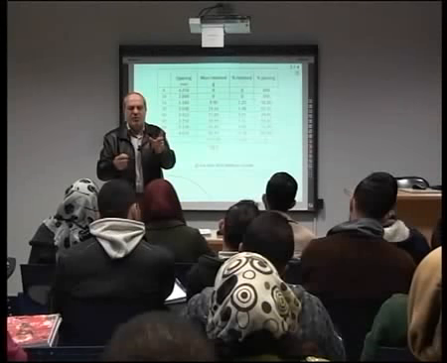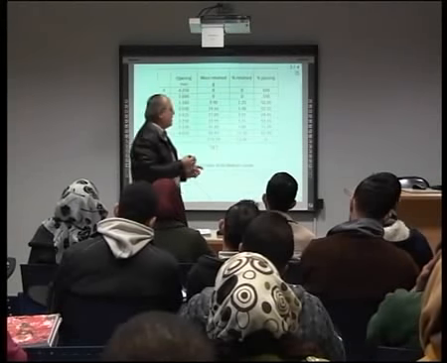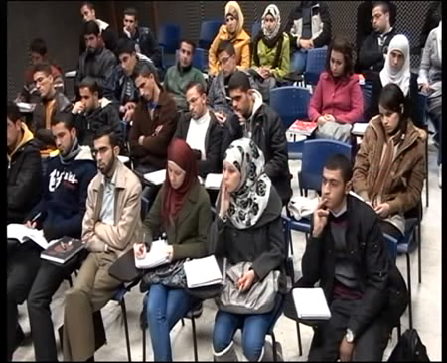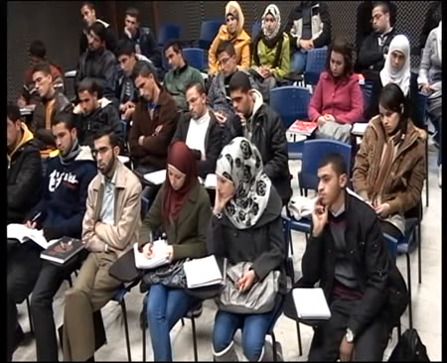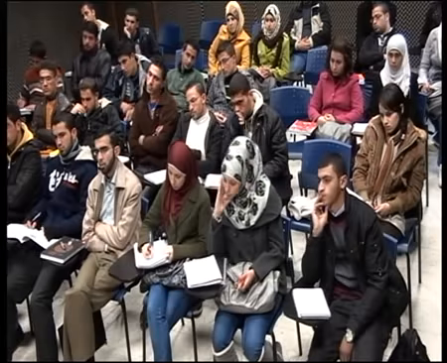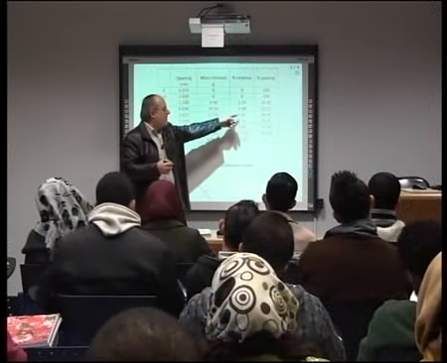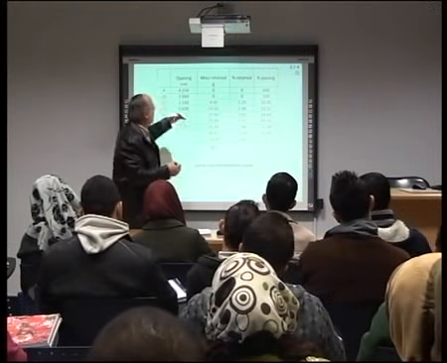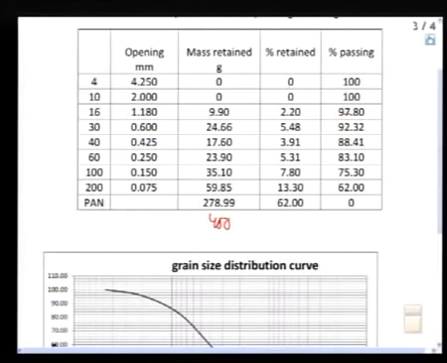Remember this. You may make some mistakes here. It's cumulative. Otherwise, this will be zigzag. That's why, you see, it goes from 100 down to 0. It's cumulative. You may do it in this step, some do it in that step, okay? Some do it like this: mass retained, then mass passing, then percent passing. It's up to you.